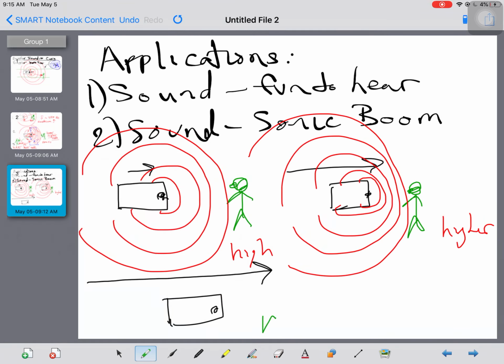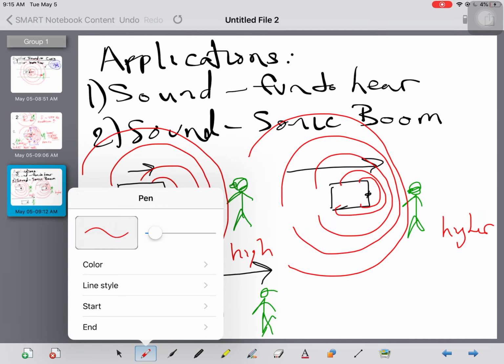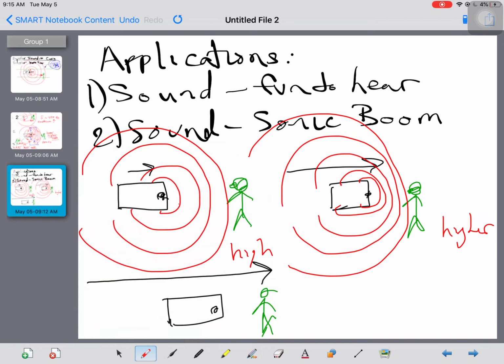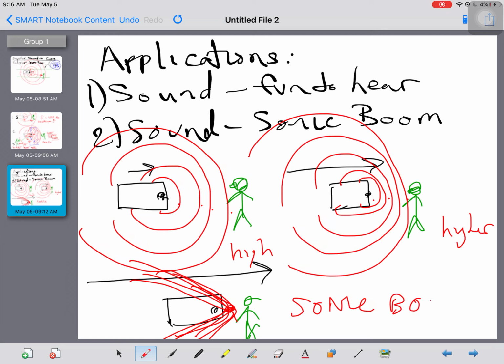So, if Mr. Burbett's over here listening, if you have a car that could go that fast, you actually get all these little wave fronts, all these little lines, stacking on top of each other. You actually get something that looks like this. And this forms a sonic cone over here. And when they actually come up and hit the person in the ear, you actually hear a sonic boom.